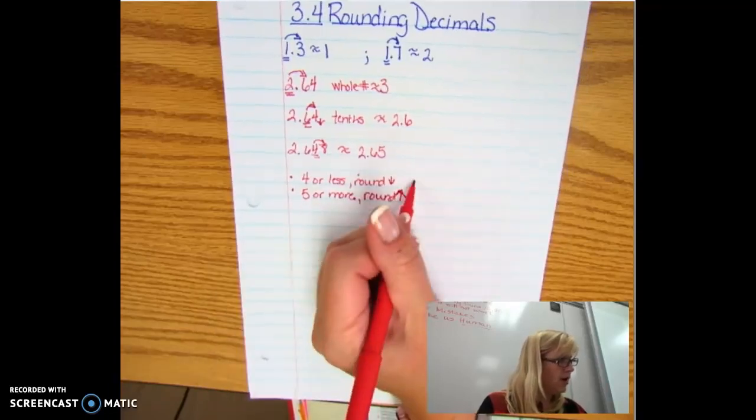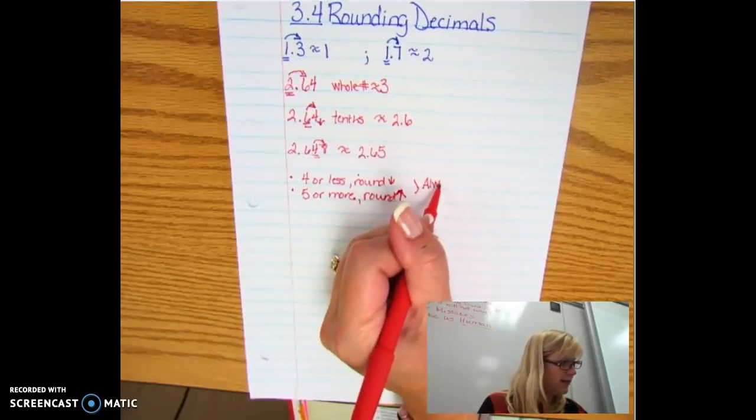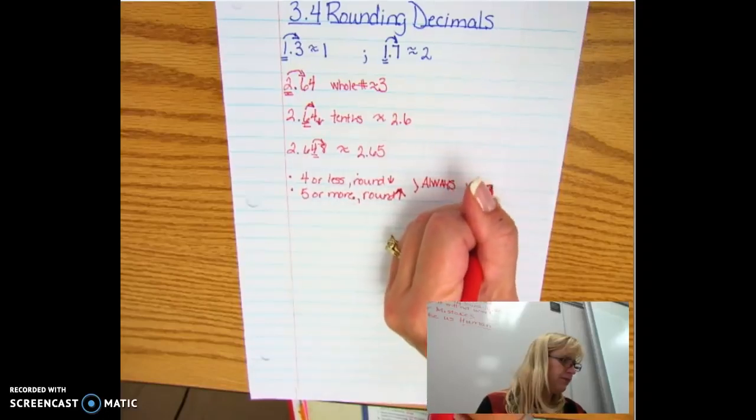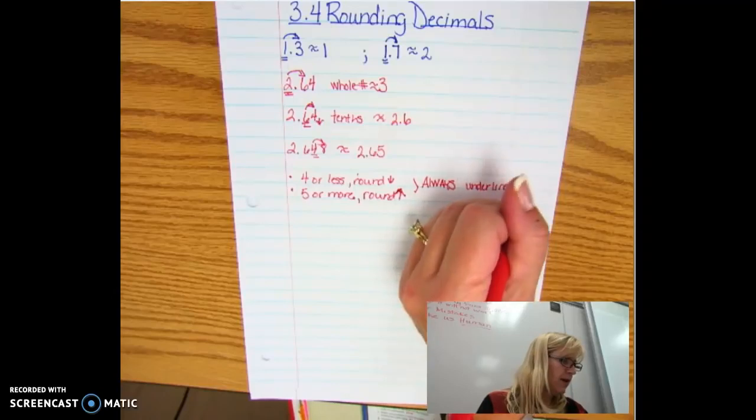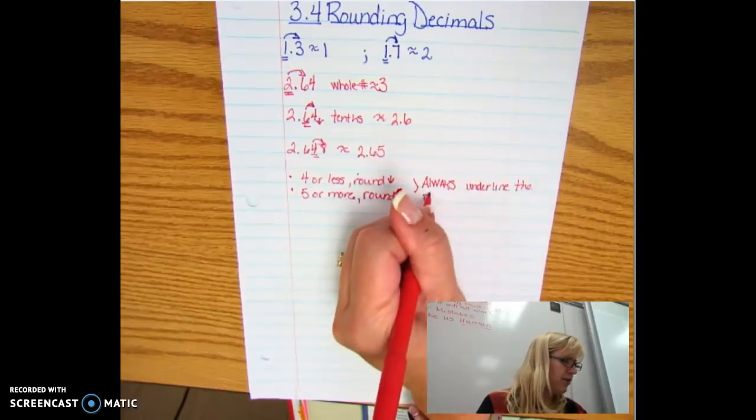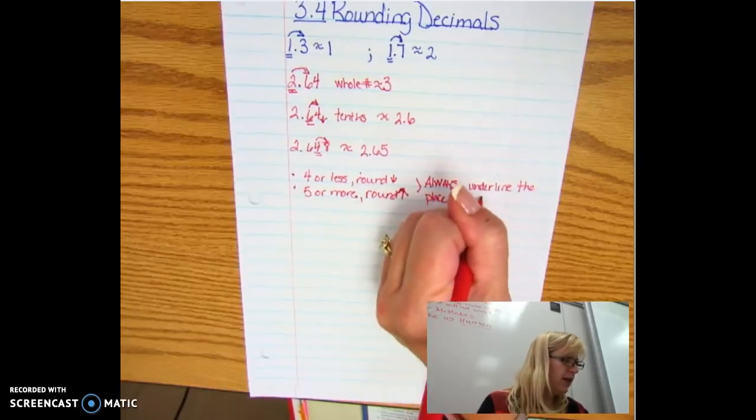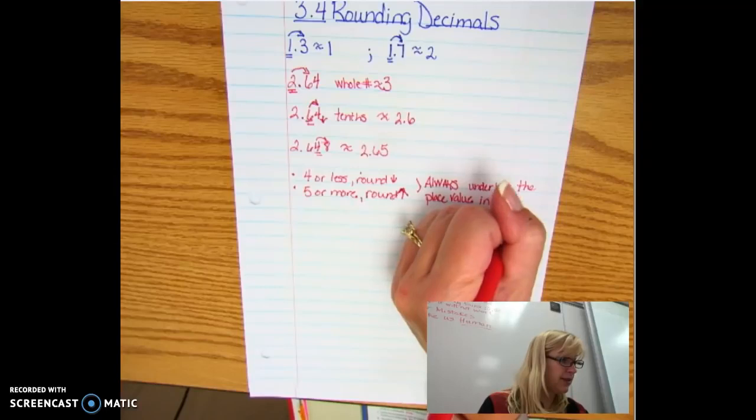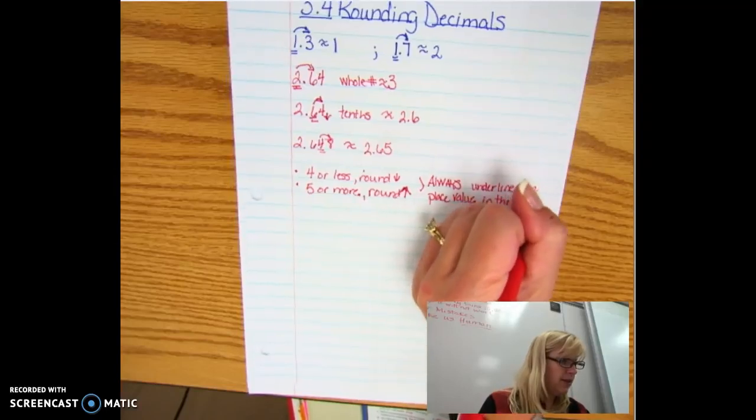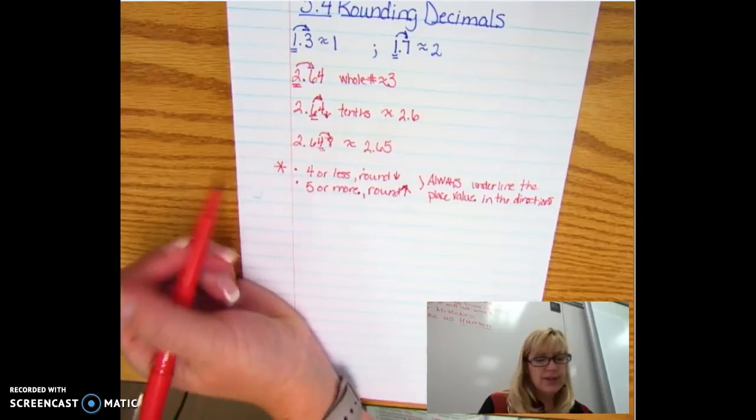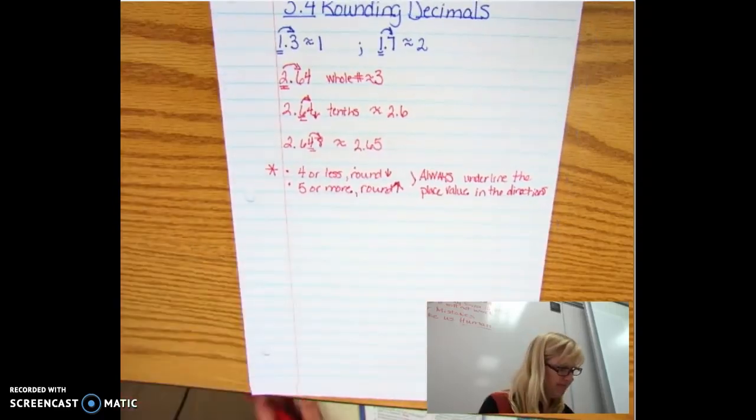There we go. But always underline the place value that is in the directions. One mistake that I see students make a lot is you are asked to round to the tenths place and you round to the whole. So really watch for those instructions.